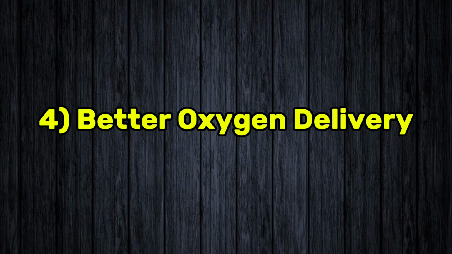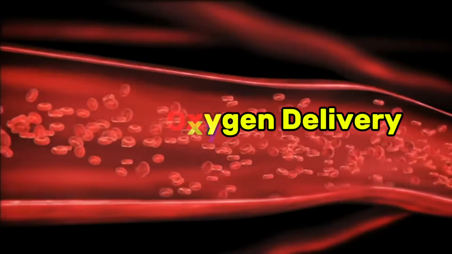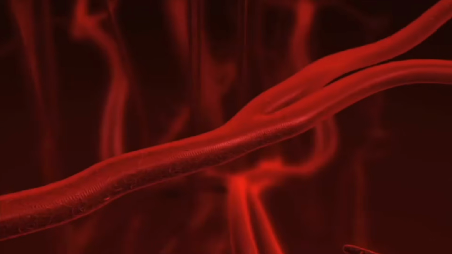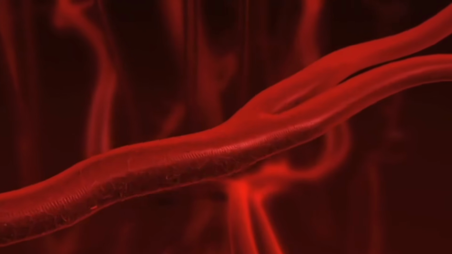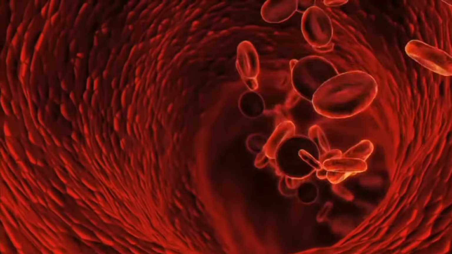Fourth is better oxygen delivery. Pulsatile perfusion can enhance oxygen delivery to the tissue due to its ability to create a pressure gradient that facilitates the oxygen diffusion from the blood vessels to surrounding tissue and improves the oxygen delivery to tissue.